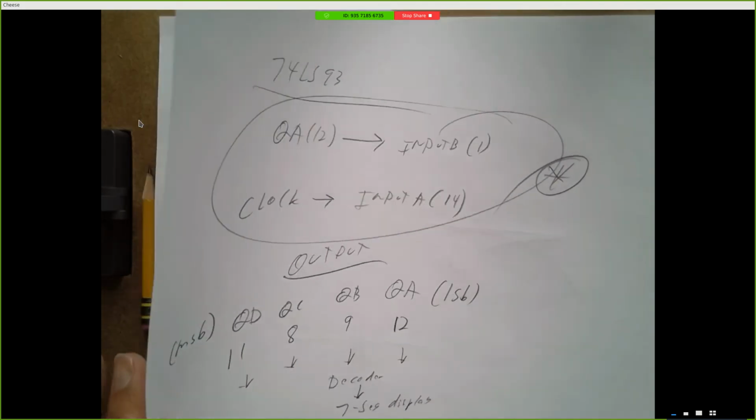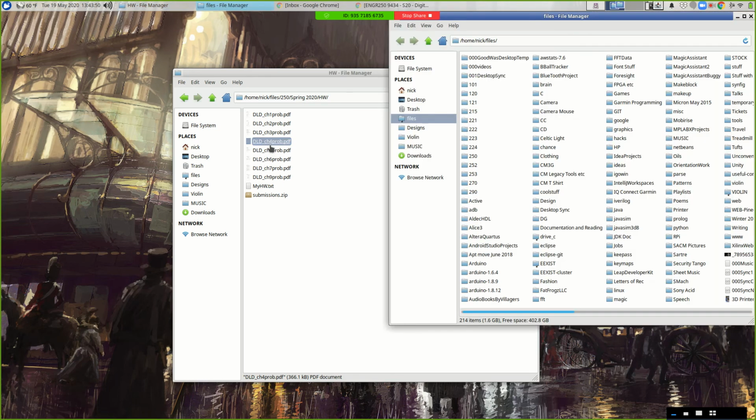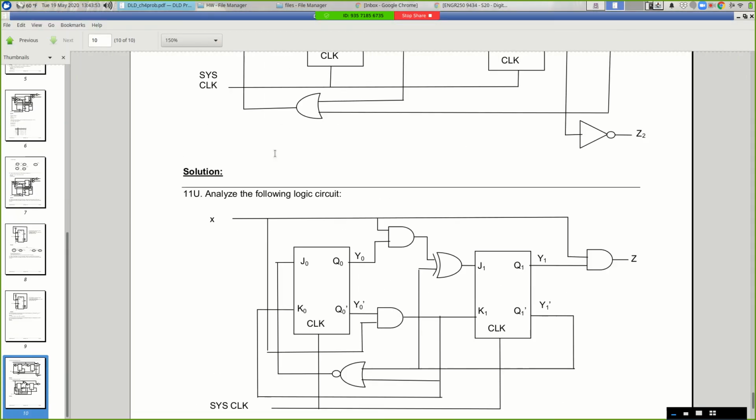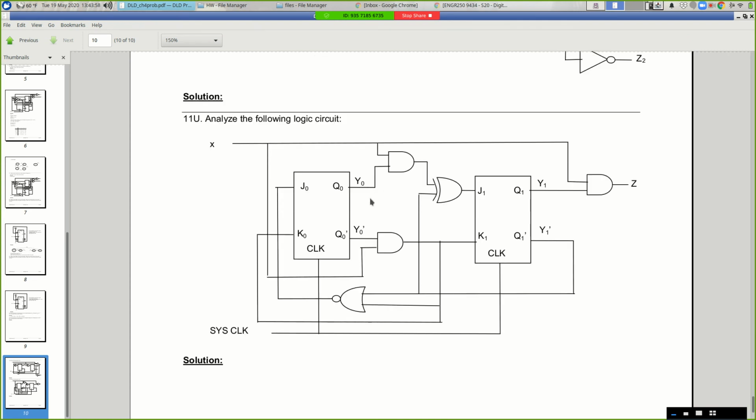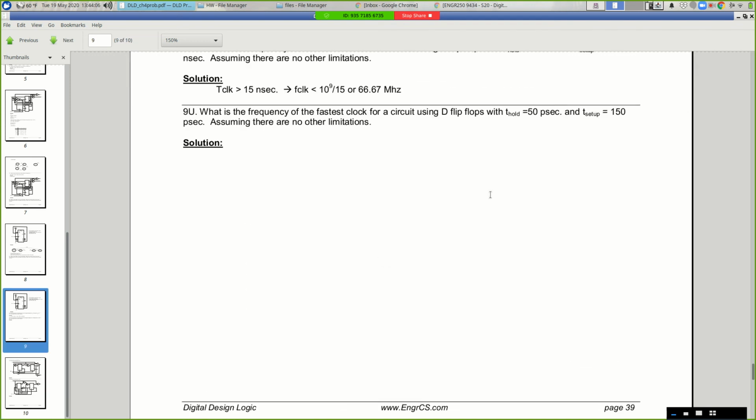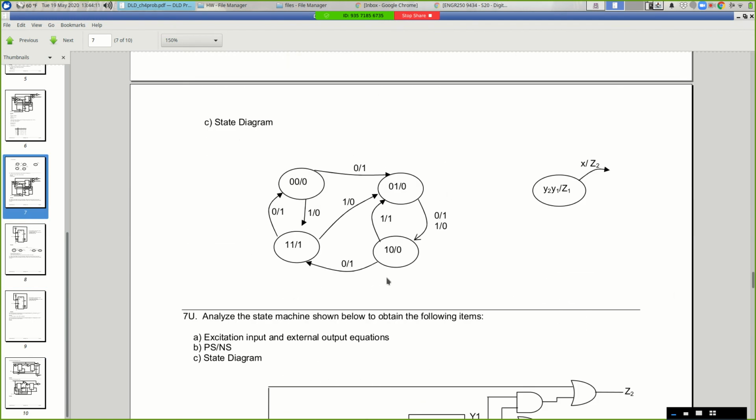So let me tell you where we're going. We've been analyzing state machines, right? We've been given something like this, and asked to figure out what this machine does. So we write equations for flip-flop inputs and for the output. We make that big, long present state, next state table. We turn that into a diagram, and we end up with something like this, right? Or something like this. Okay, that's the analysis part.